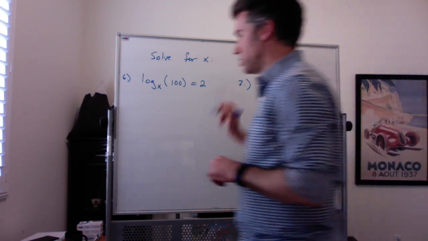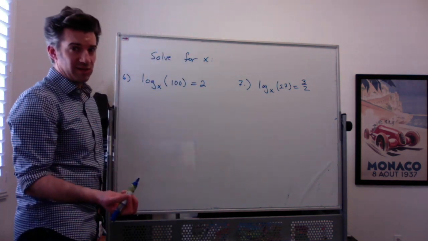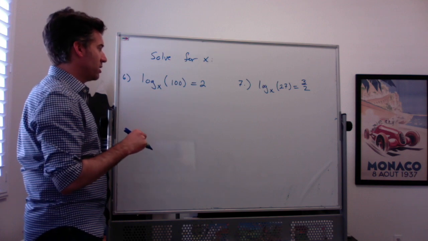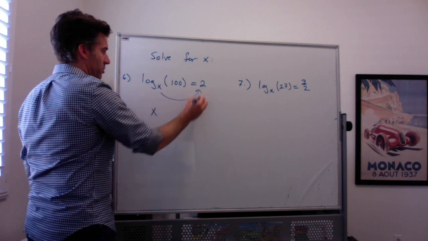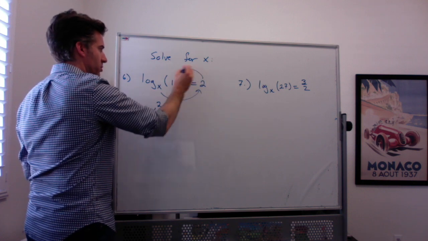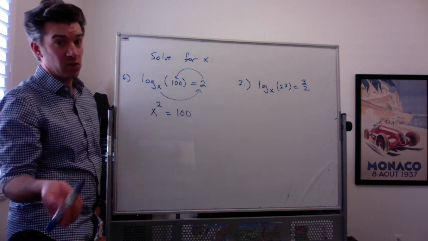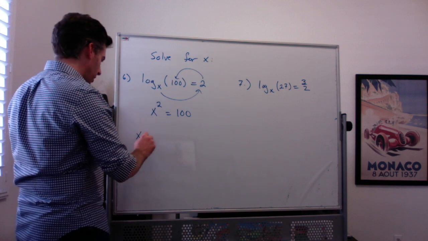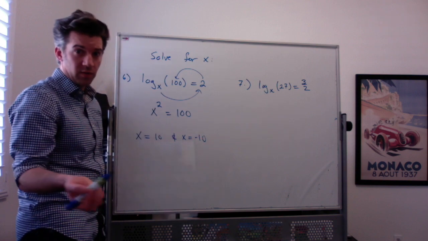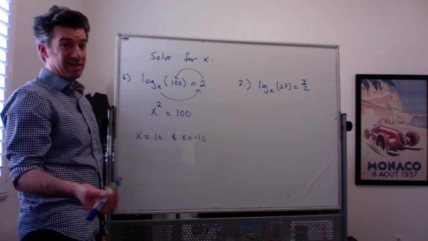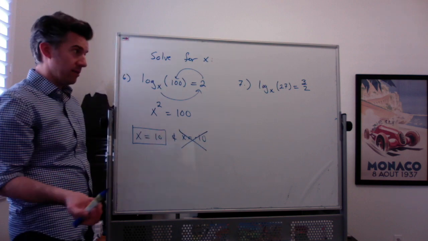So the first one is to solve for x: log base x of 100 equals 2. Really, this is just an exercise in rewriting this as an exponential equation. So your base here is x, the power is 2, and it's equal to 100. The solutions to this equation would normally be x equals 10 and x equals negative 10. However, when we have logarithms, the bases are not allowed to be negative numbers. So the only answer here that's correct is x equals 10.